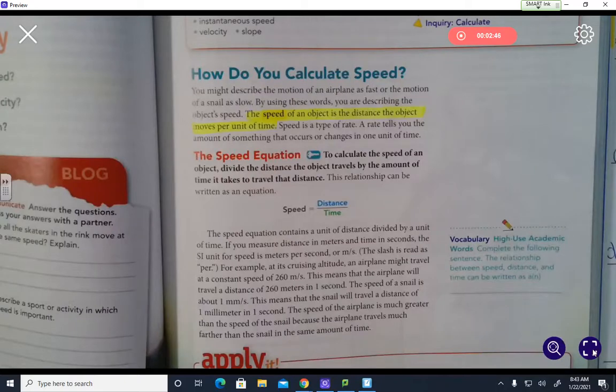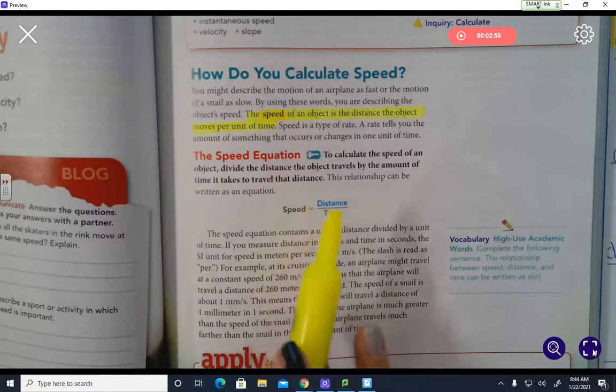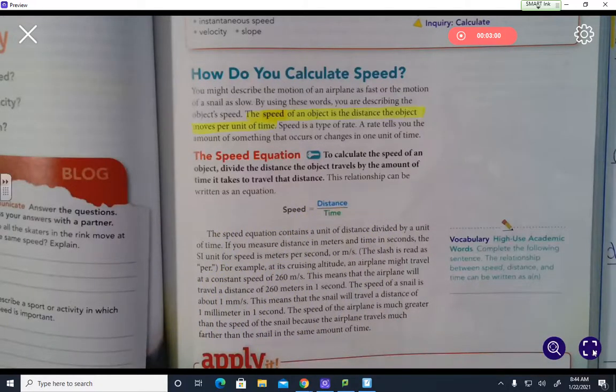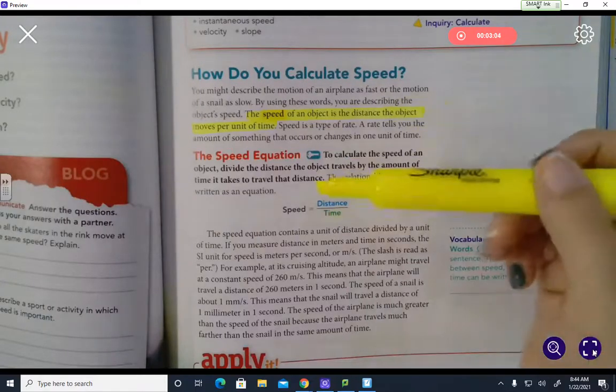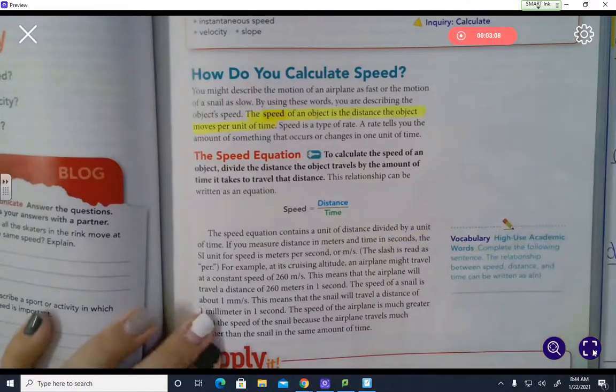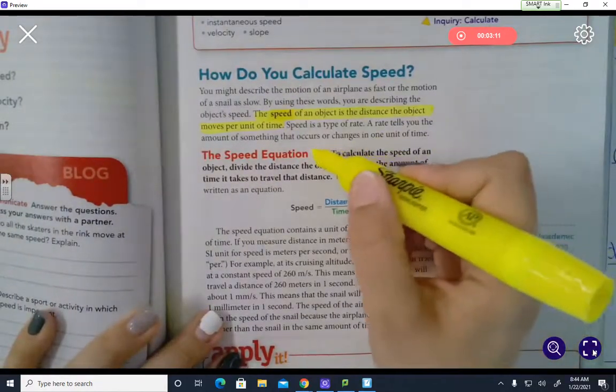The speed equation. To calculate the speed of an object, divide the distance the object travels by the amount of time it takes to travel that distance. The relationship can be written as an equation. So speed equals distance divided by time. So I want you to highlight the bold-faced words.